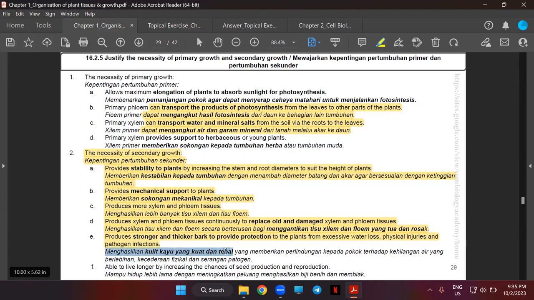Menghasilkan kulit kayu yang kuat dan tebal yang memberikan perlindungan kepada pokok terhadap kehilangan air yang berlebihan, kecederaan fizikal dan serangan patogen, markah. So this one dua markah. So now total you already get 9 marks already. You dapat 9 markah dah.